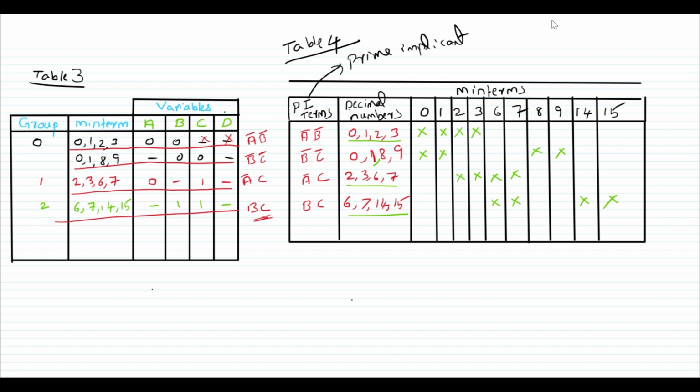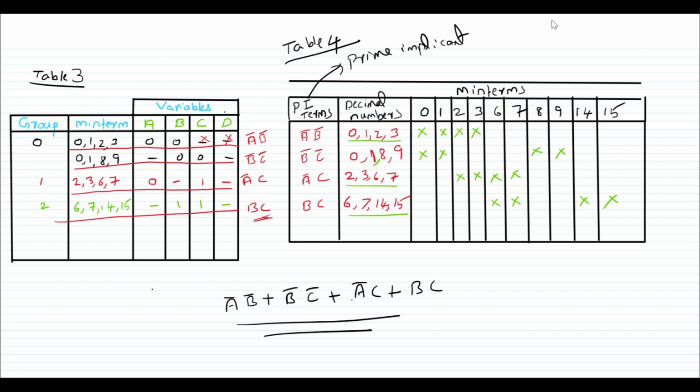Here what we need to consider is we want to check in our final answer. Actually, these prime implicants, all these terms are available in our final answer, that is A bar, B bar. Our final answer will be like this: A bar, B bar plus B bar, C bar plus A bar, C plus BC. But it may not be the simplest expression.